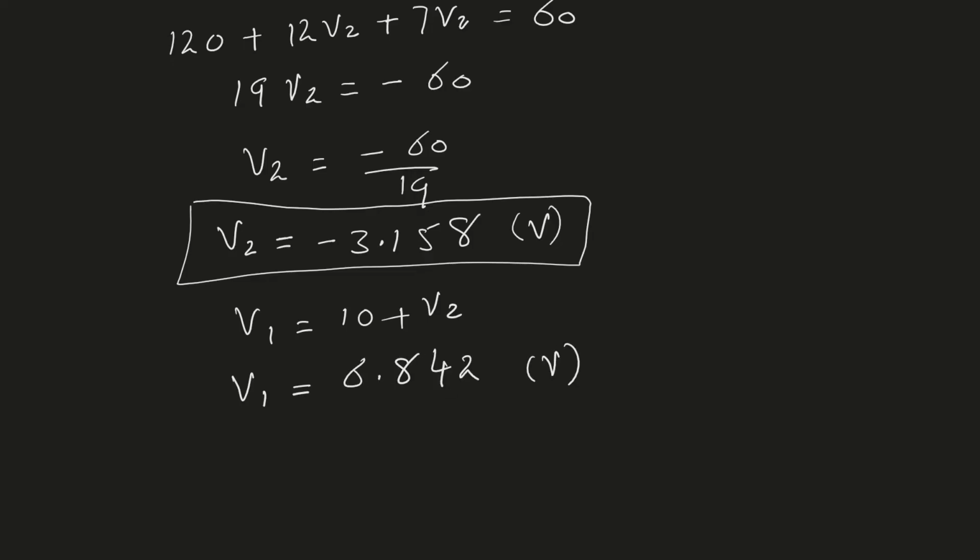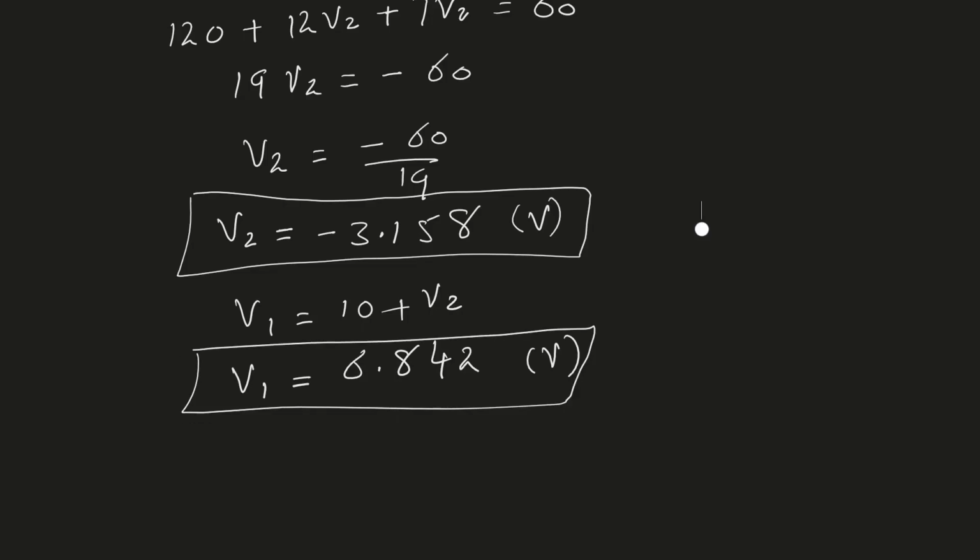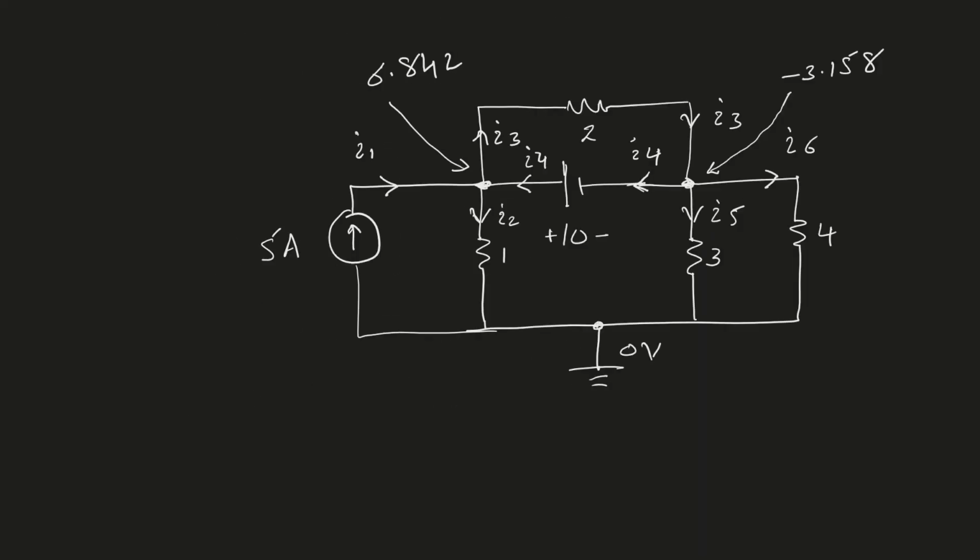6.842 volts. This is the voltage at node 1. Now we got the two voltages, and now we can check if these voltages are correct. All right, so here I have redrawn the circuit with the two node voltages written as indicated by the arrows. So we have 6.842 volts at point 1 and negative 3.158 on node 2.